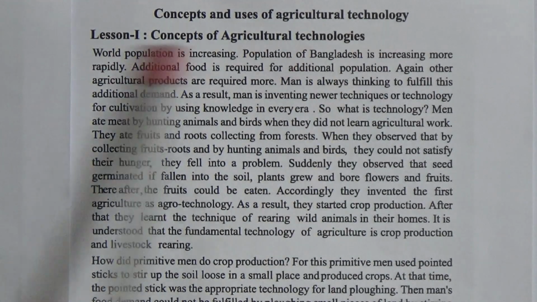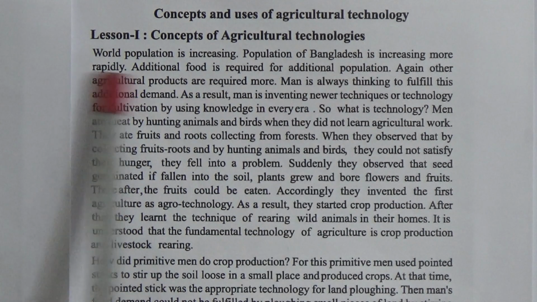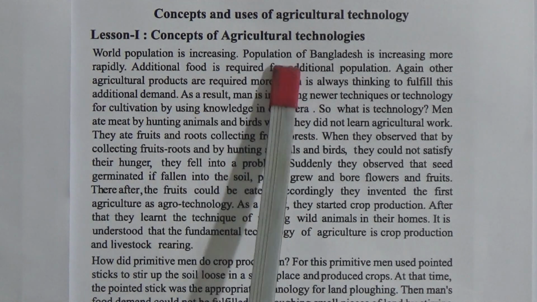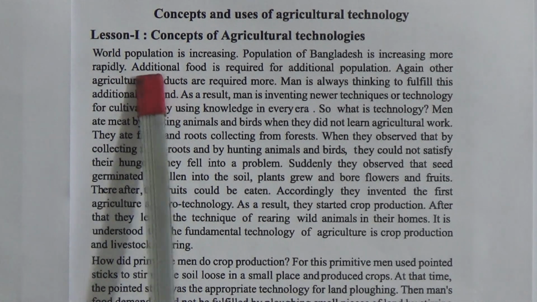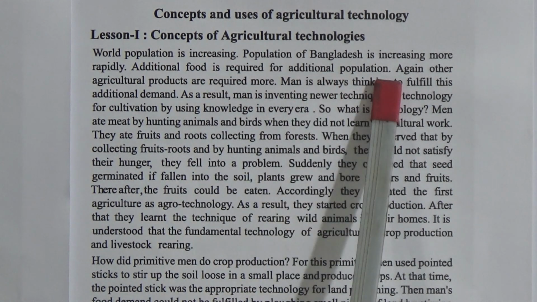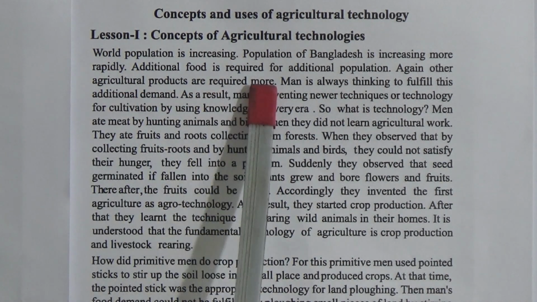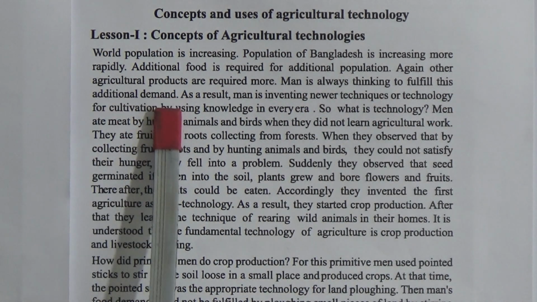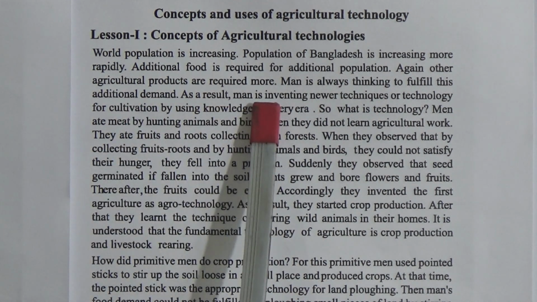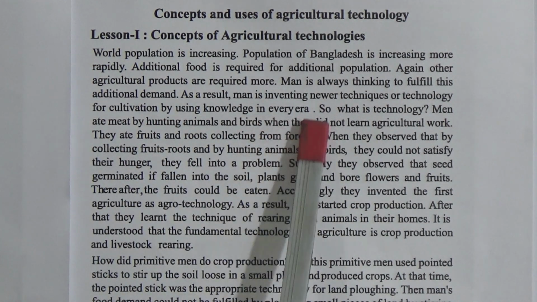Concepts and uses of agricultural technology. So lesson 1, concepts of agricultural technologies. World population is increasing. Population of Bangladesh is increasing more rapidly. Additional food is required for additional population. Again, other agricultural products are required more. Man is always thinking to fulfill this additional demand. As a result, man is inventing newer techniques or technology for cultivation by using knowledge in every era.